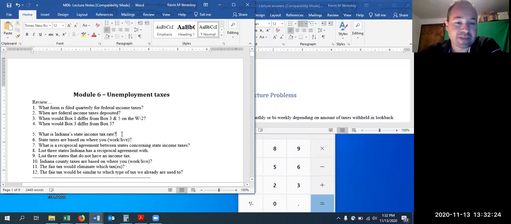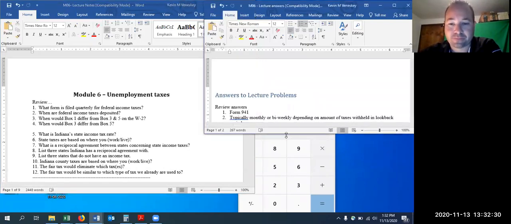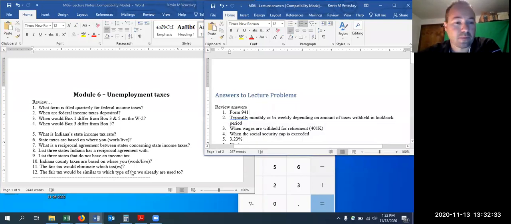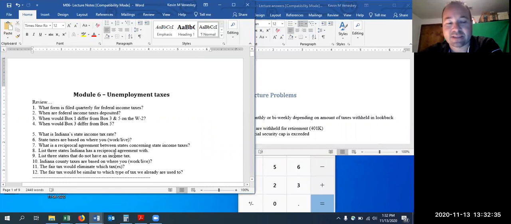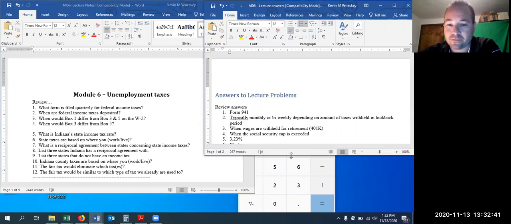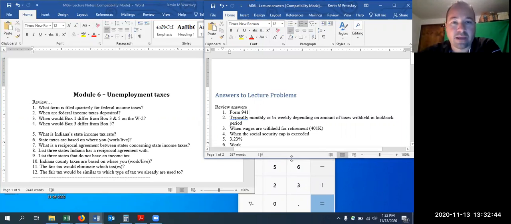What is Indiana's state income tax rate? That is 3.23%. State taxes are based on where you work. If you work and earn money in a particular state, you're going to have to pay tax in that state, and you're going to file what's called a non-resident income tax return, assuming you don't live there. And you file a resident tax return where you do live, and also assuming that that state has income taxes. Remember, there are 9 states that don't.